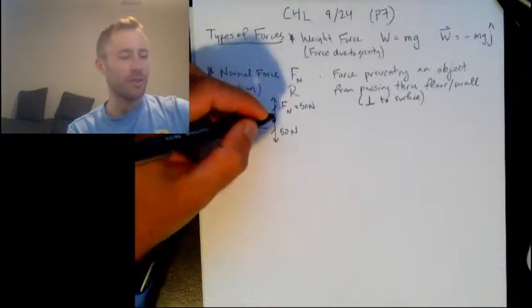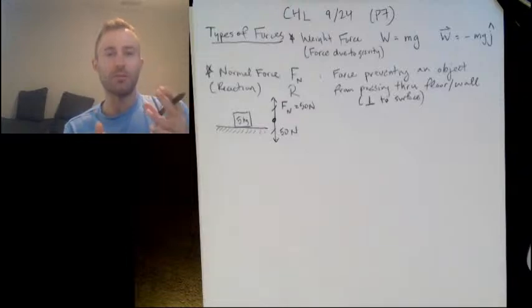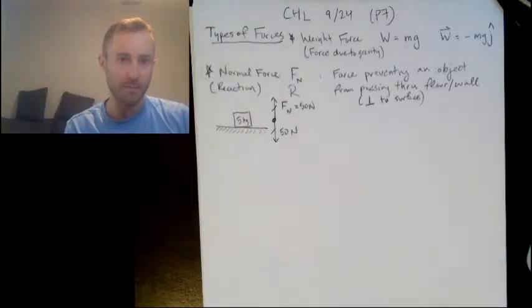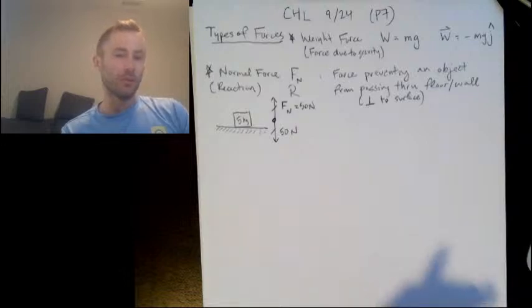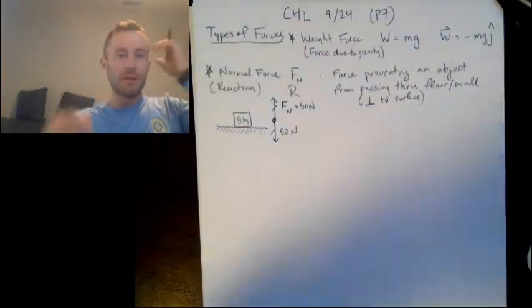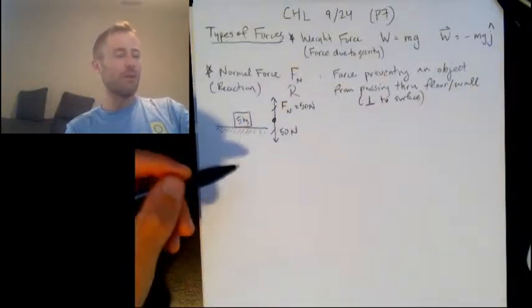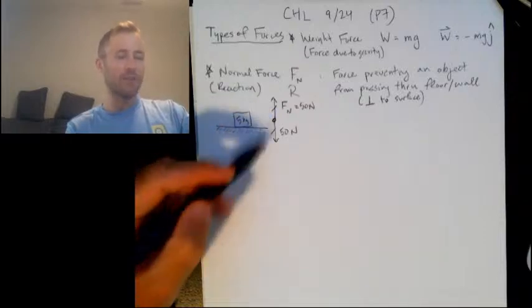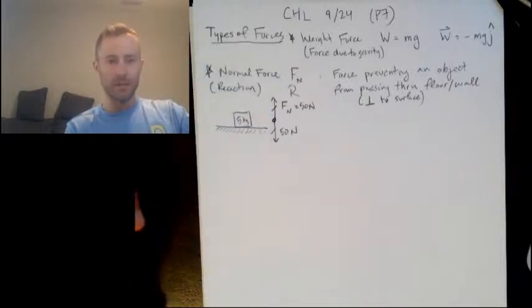In that case, you would have more downward force than upward force, and so the box would accelerate through the floor, okay? If the normal force was bigger than the weight force in this case, then there would be more upward force than downward force, and the box would fly into the sky. So the only thing that makes sense to have the box actually stationary on the surface, sitting there, is to have these two equal to each other, okay?